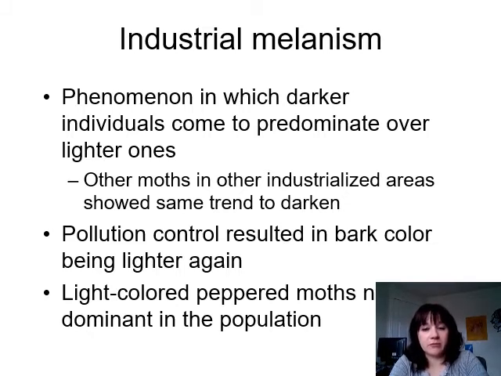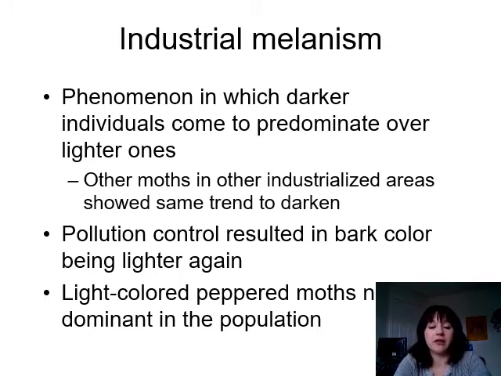Over time, especially in the US, the levels of pollution have been reduced, and so trees tend to be less polluted and dirty, and they become lighter. And what they found was that similarly, the population of peppered moths also began to become lighter in color. So you can see as the environment is changing, so is the selective pressure, right? Whatever trait is most beneficial at one time may not necessarily be beneficial in the future if the environment changes.